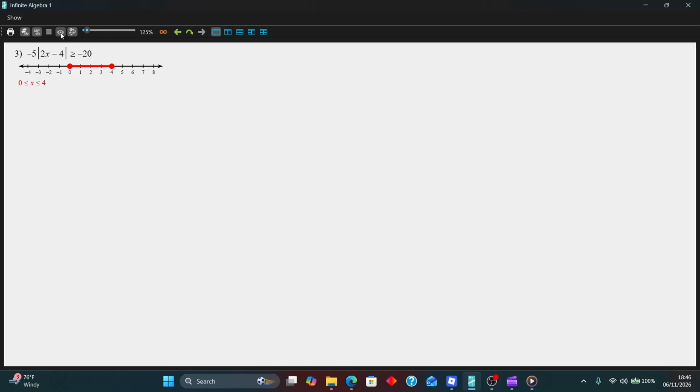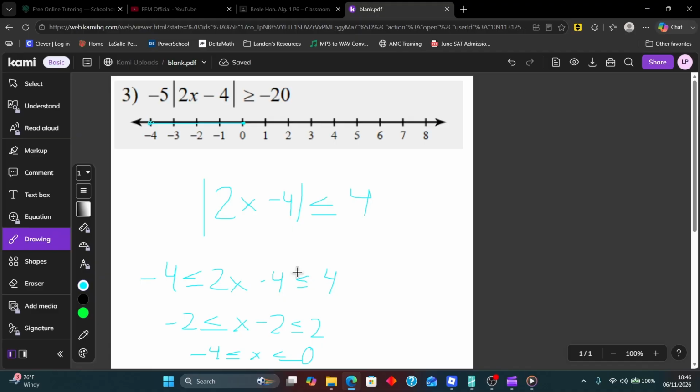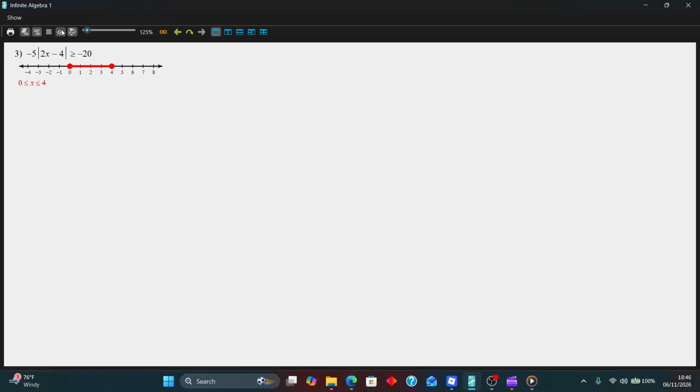Easy peasy. Oh, wait. 0 and 4? Let's see here. Oh, I subtracted. Whoops. So what we want to do instead is add, not subtract. That's my bad. So it's going to be adding each side, and that's going to be that. So sorry about that, but hey, that's okay. That's why we're here at FEM, the Foundations of Excellence in Mathematics.